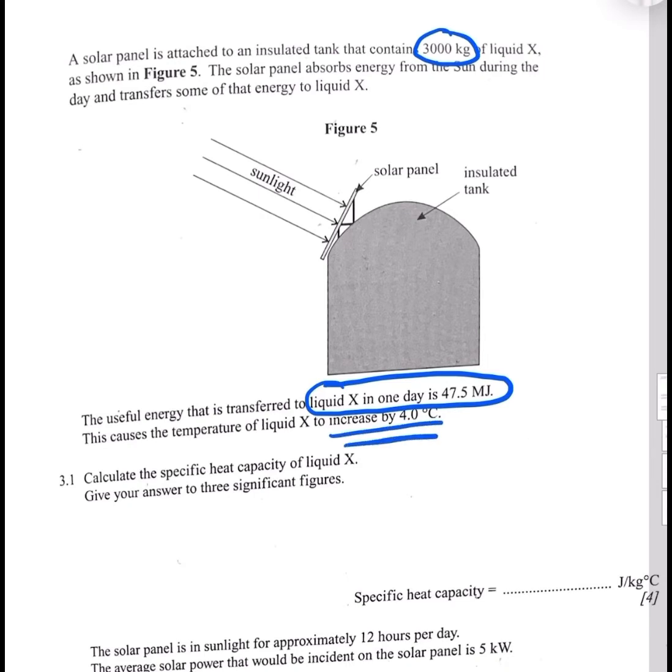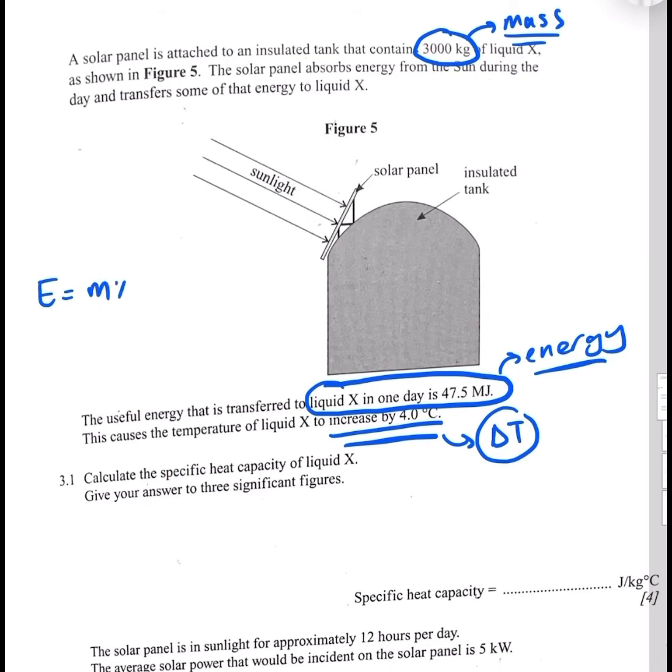Okay, so if we look at this question, we have the mass, we have the amount of energy transferred, and the change in temperature. When I look at these measurements, it reminds me of the equation energy equals mass times specific heat capacity times the change in temperature. So we know we're dealing with something with energy change. But let's carry on reading the question.